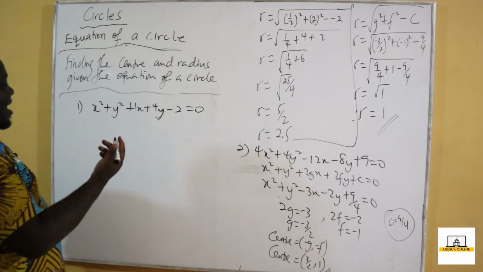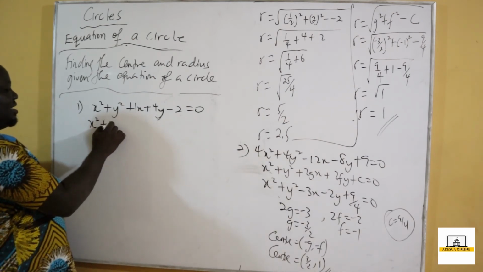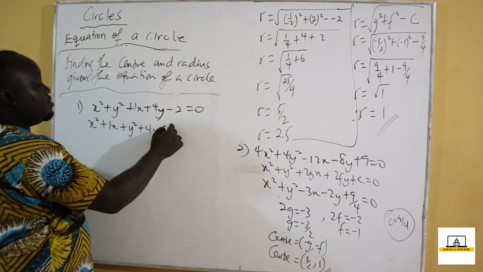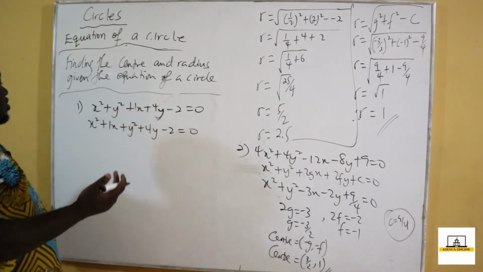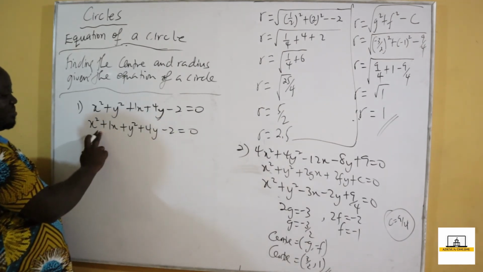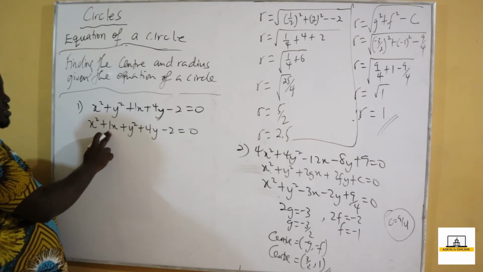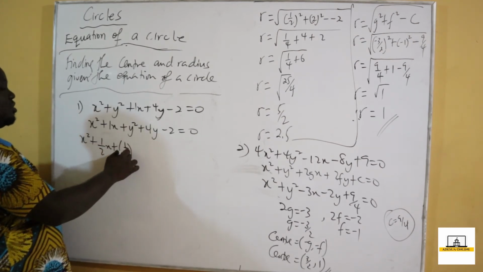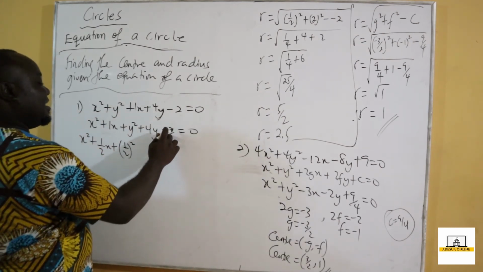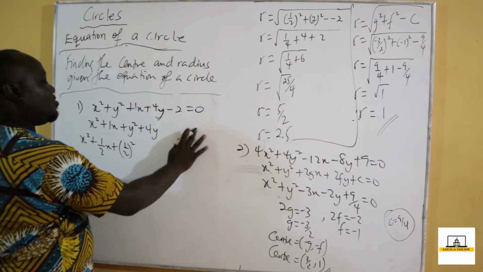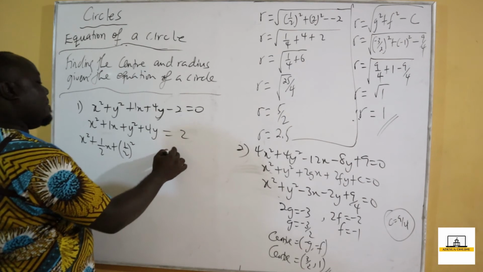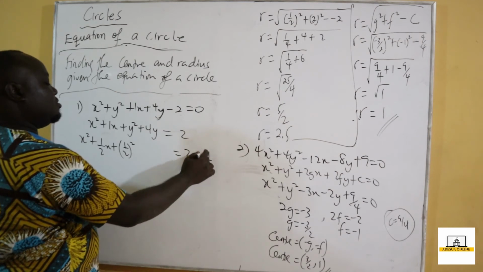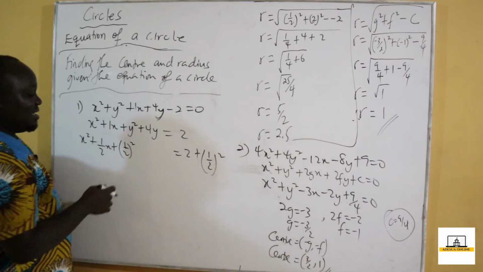Using completing the square, we rearrange them. This is going to give us x squared plus 1x plus y squared plus 4y minus 2 is equal to 0. So, when you use completing the square, you multiply this by half and then you square it. So we shall get x squared plus 1 over 2x plus 1 over 2 all squared. Let's take this to the right, so this is equal to 2 plus 1 over 2 all squared. So when this comes here, it becomes 0.